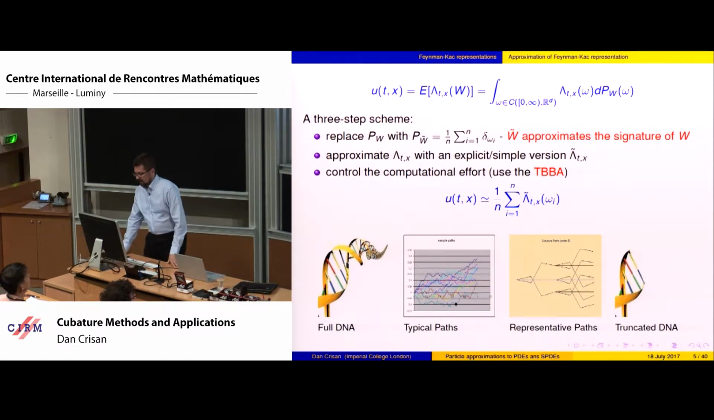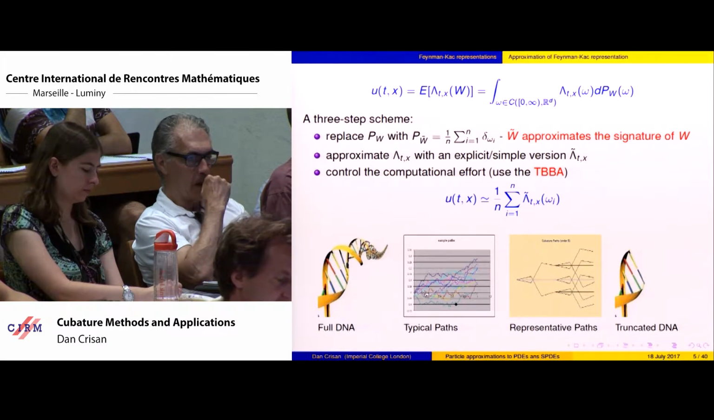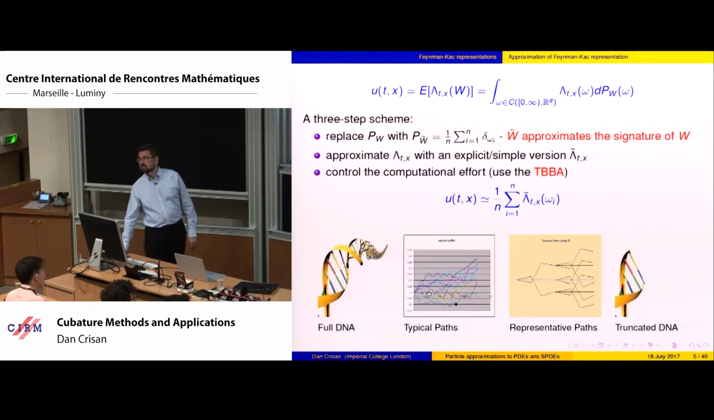Okay, so before I go on and explain the cubature method, I have a nice representation here to try to explain what cubature measure actually does. I have 10 independent Brownian paths. You can think of these independent Brownian paths as the typical paths for the Wiener measure. If you sample from the Wiener measure, you get paths that look like this.